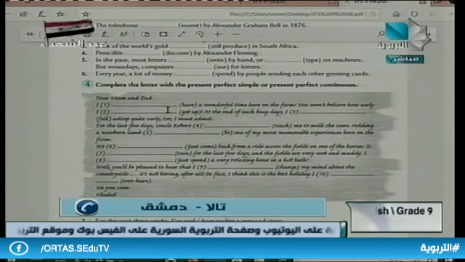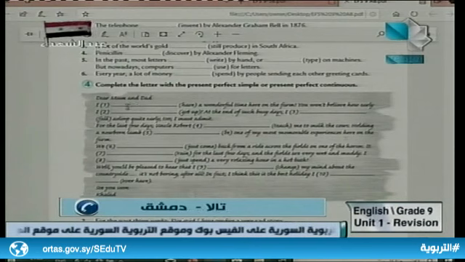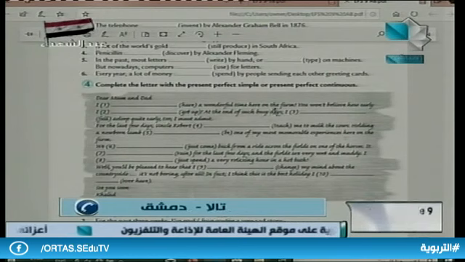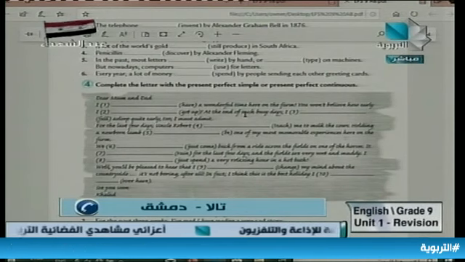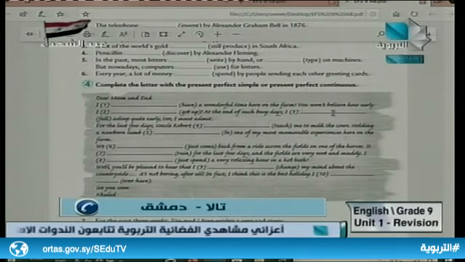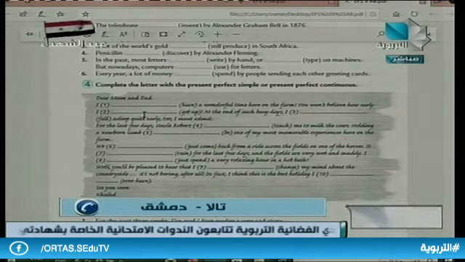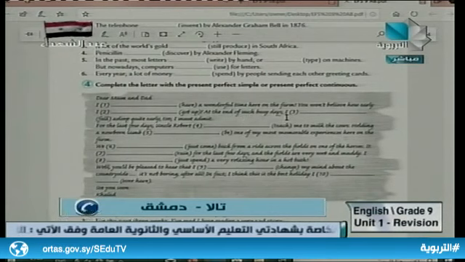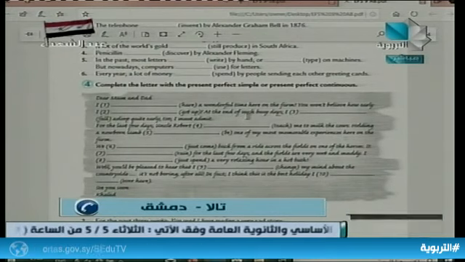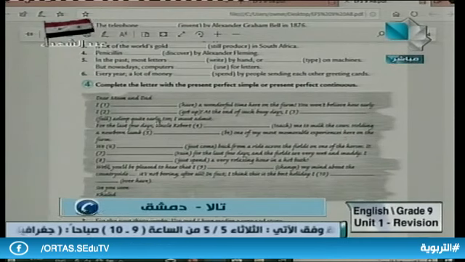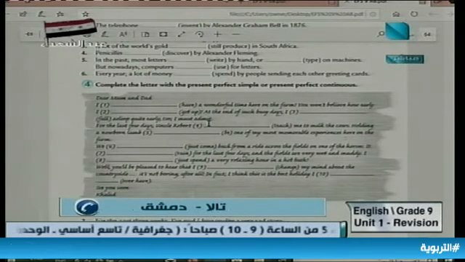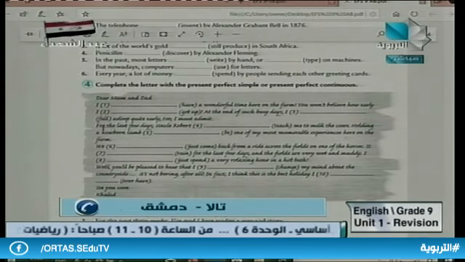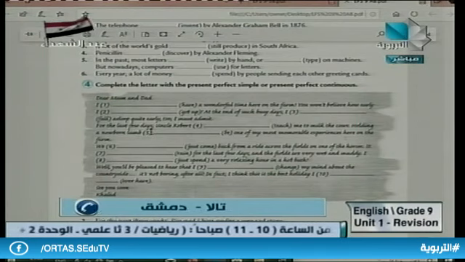The first sentence: I have had a wonderful time here on the farm. You won't believe how early I have got up. At the end of such busy days, I have fallen asleep quite early too, I must admit. Okay, the second paragraph now. Mr. Karim, would you please complete it?